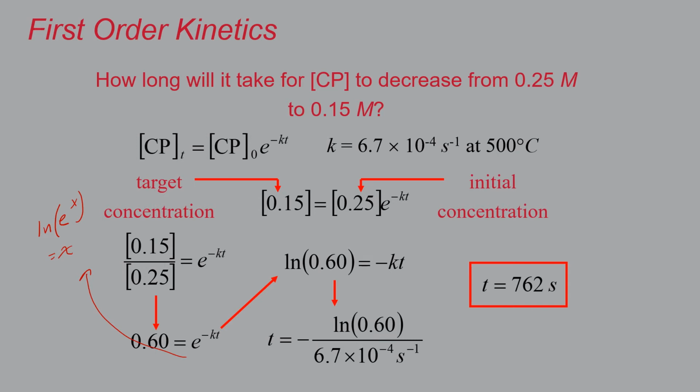And does it make sense? Compared to the example that we just did, there we went from 0.25 to 0.18 molar in less time. So if we're going from 0.25 to 0.15 molar, you would expect a time that was greater than what we just did in the last slide, which it is. So this answer looks good.